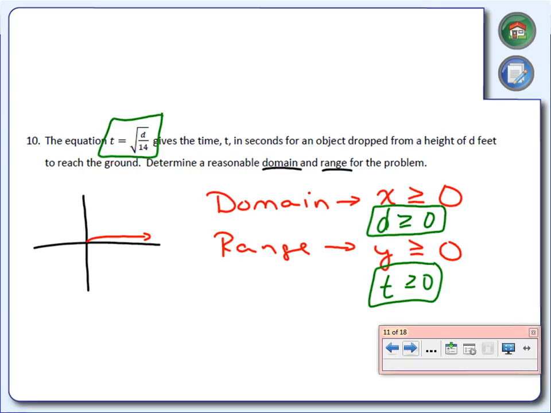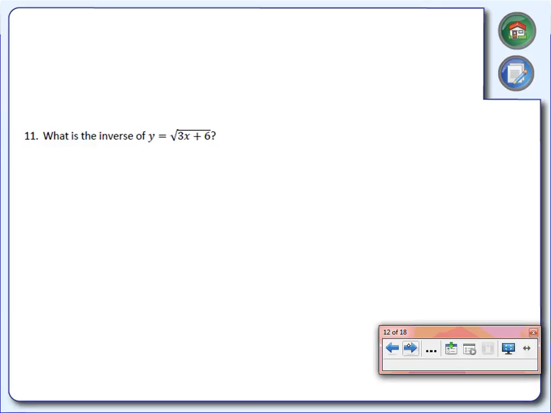Alright, so that takes care of number 10. That's the domain and the range. Let's look at number 11. Number 11, they're asking us for the inverse of y equals the square root of 3x plus 6.